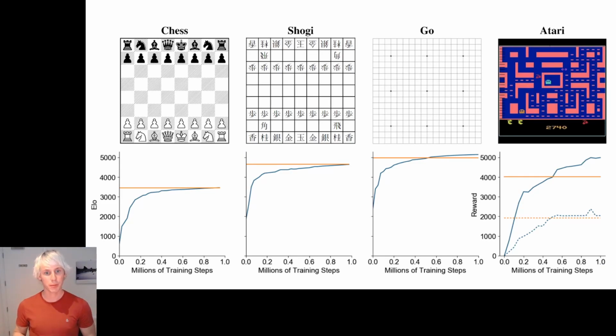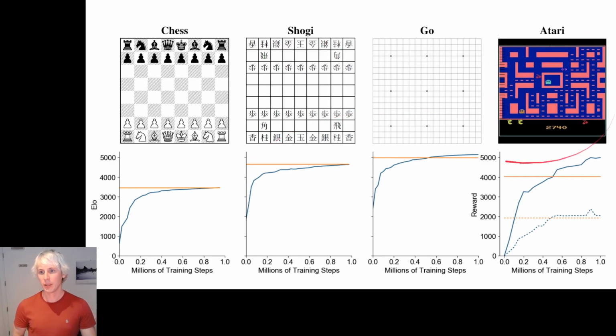First, of course, we applied this to the classical board games, chess, shogi, and Go, the same games that we had used in AlphaZero. The reason for this is that we wanted to verify that the learned model can plan just as well as AlphaZero using the real simulator. And indeed, you can see here the horizontal orange lines represent the performance of AlphaZero. The blue training curves show how MuZero can reach the same playing strength at the end of training.